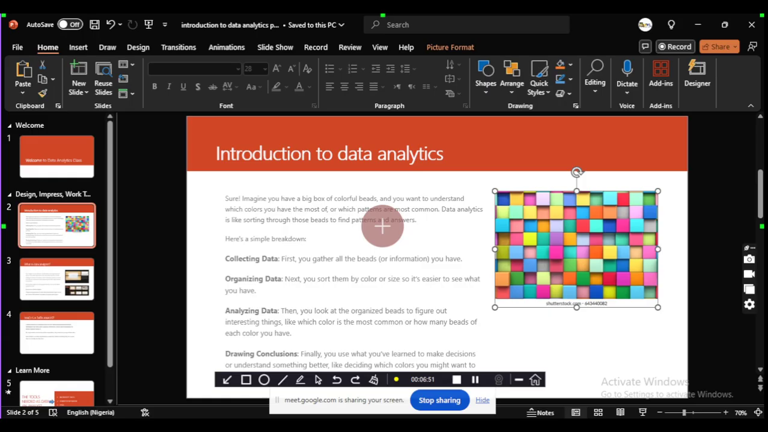So as a data analyst, what do we do? We collect data, we organize it, and we analyze it to draw conclusions. I believe that one is clear.